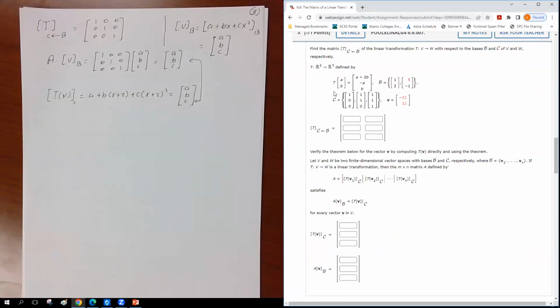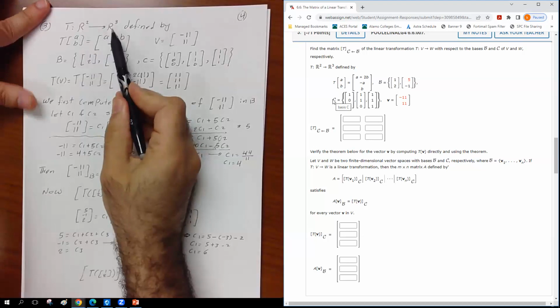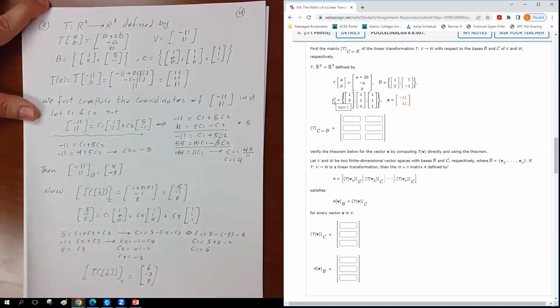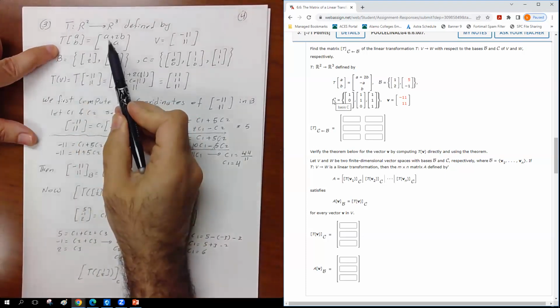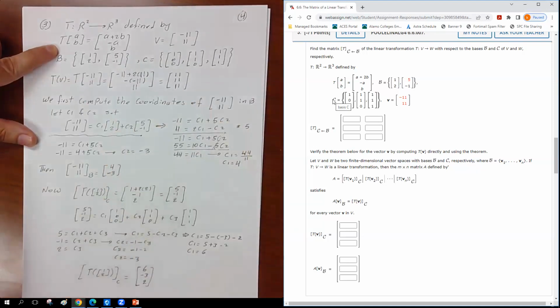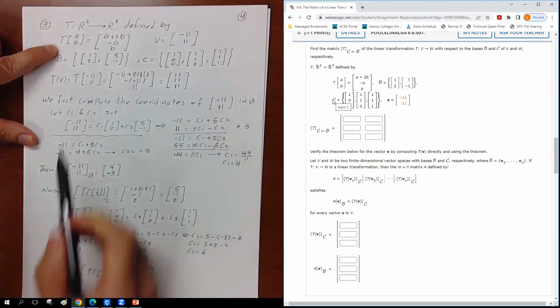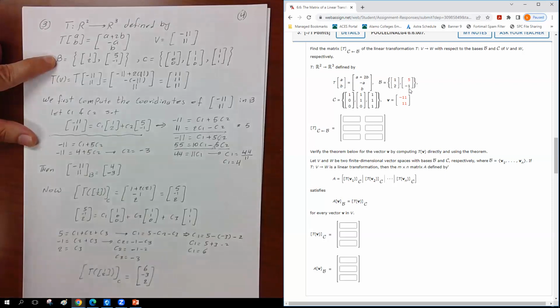We're going to do exactly the same steps. So number 3, we have a transformation from R2 to R3, defined by the transformation of (a, b) is going to be (a plus 2b, negative a, b), and we have the vector V, negative 11 and 11, and here is the base B, (1, 2) and (5, negative 1), and the base C, (1, 0, 0), (1, 1, 0), and (1, 1, 1). Okay, that's good. Just checking the numbers.